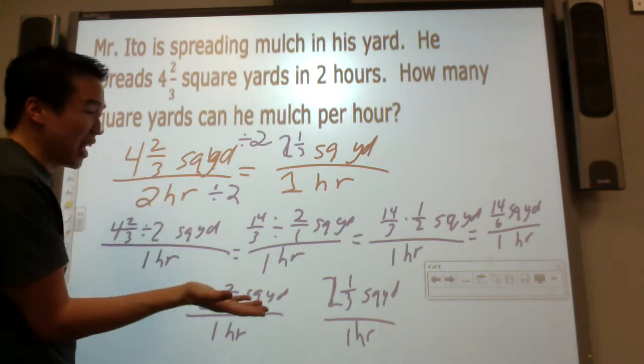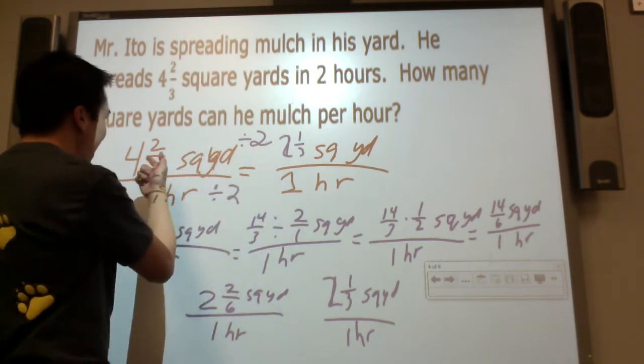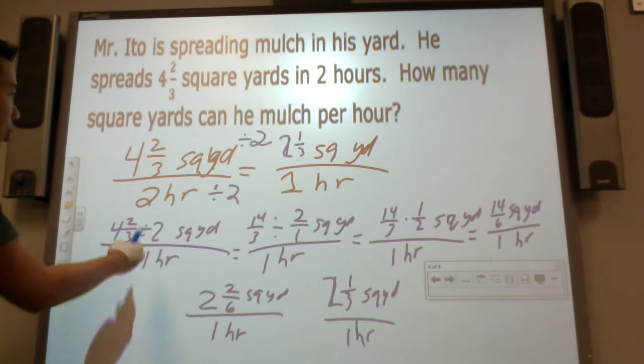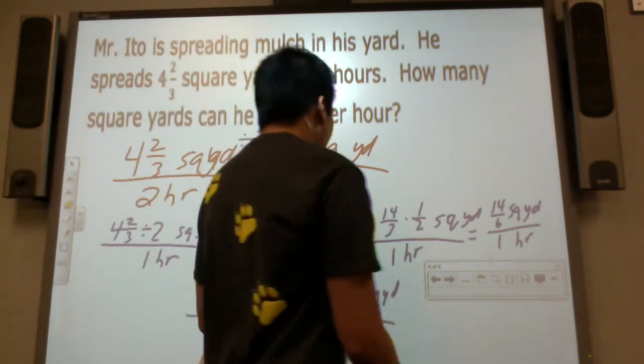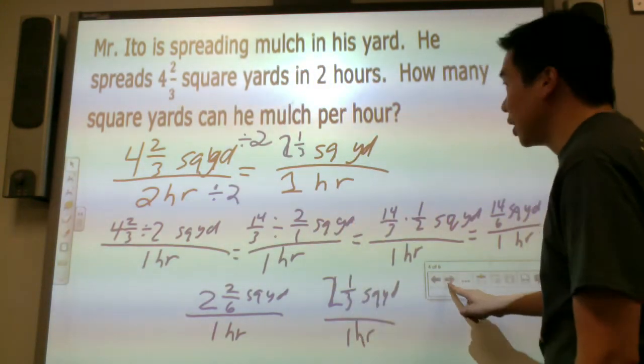Isn't divide by 2 just half of the number? What's half of 4 2/3? Half of 4 is 2, half of 2/3 is 1/3. That's another way you could have done it. So what we are doing is dividing to find how much a unit rate is per unit.